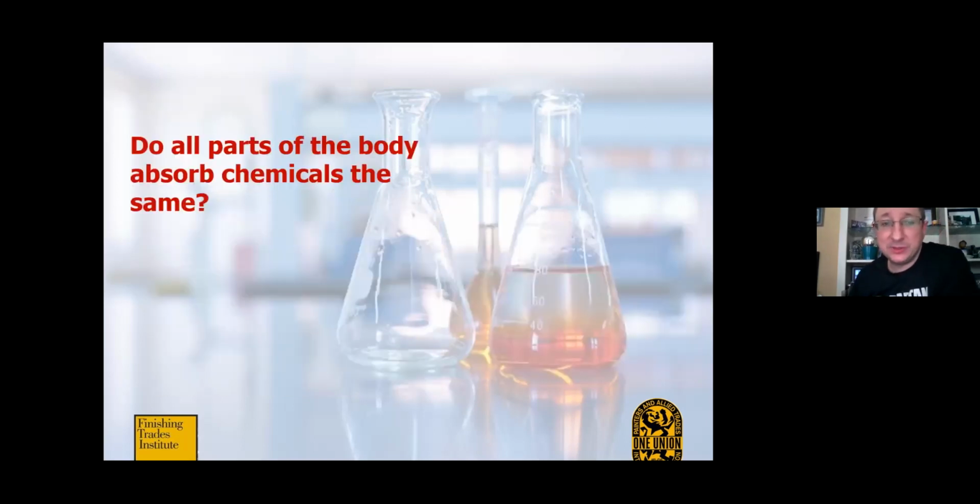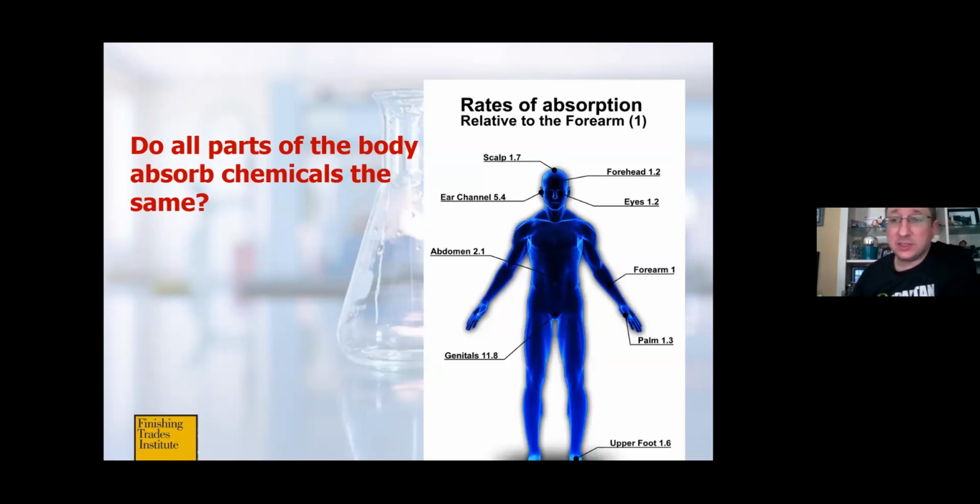Do all parts of the body absorb chemicals the same way? No, absolutely not. So this is an example of rates of absorption relative to our forearms. So this skin right here, we're going to give that a value of 1. And this is just like some of the other things that I covered in the chemistry class, like specific gravity or vapor density. We're going to use 1 as that common number. So if the value is higher than 1, it means it's going to be absorbed faster. So we can see some areas of our body absorb things much quicker.